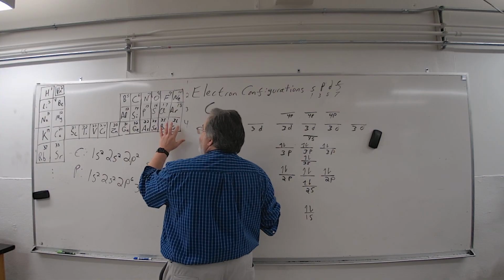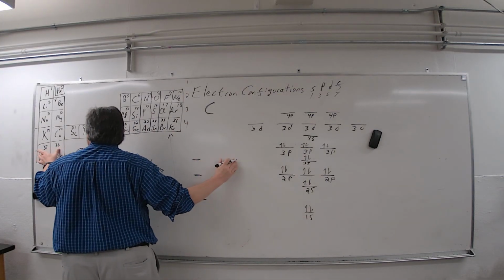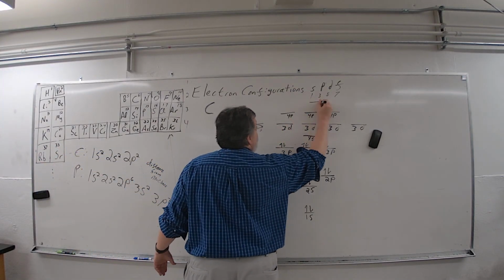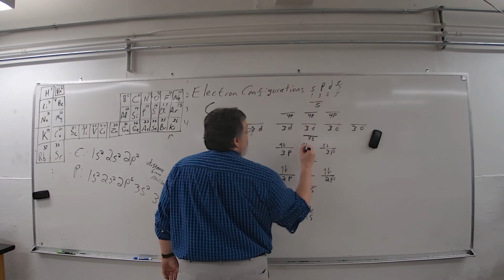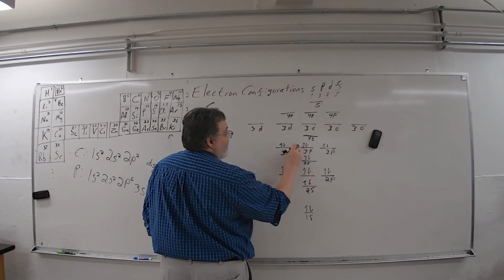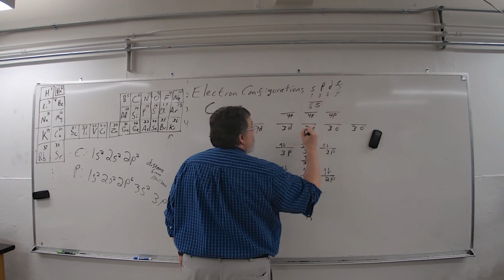If we go to 37, we're back to the S. So that would be S. And now we're on 1S, 2S, 3S, 4S. Now we're on 5S.